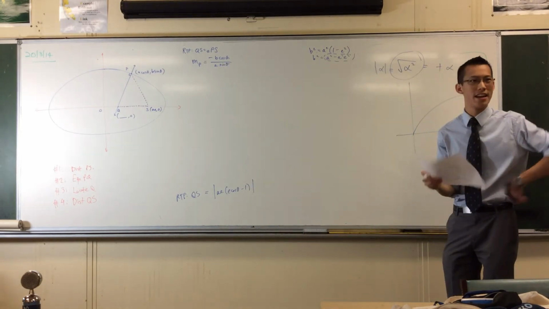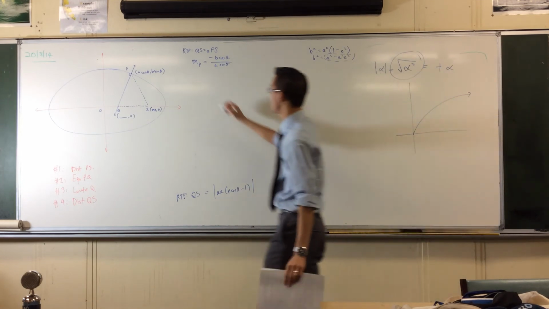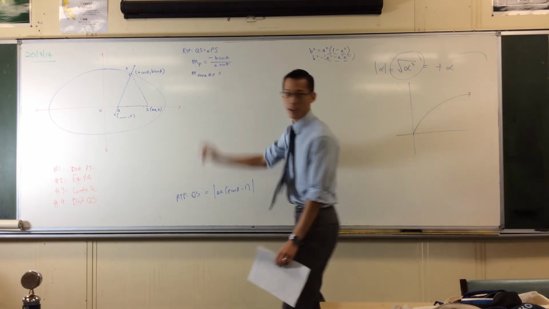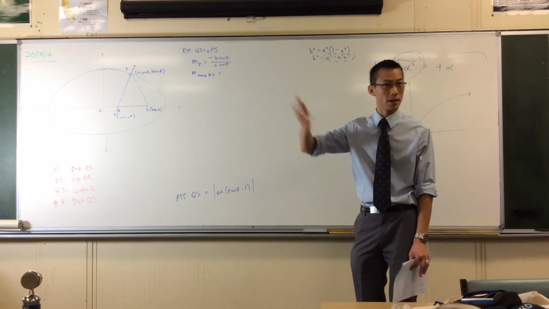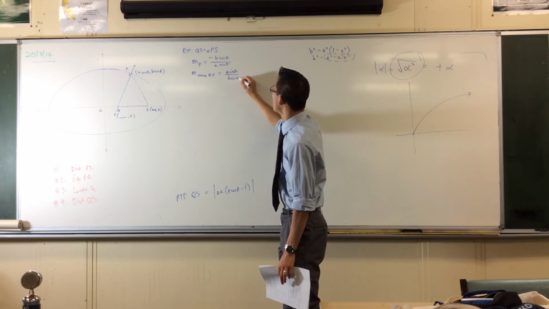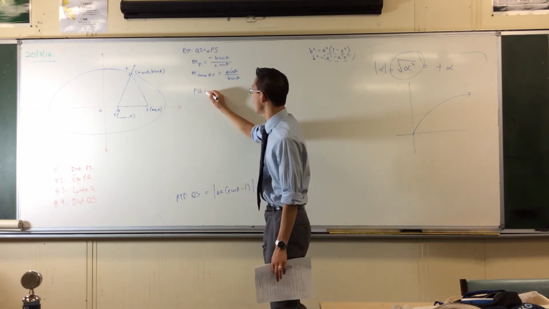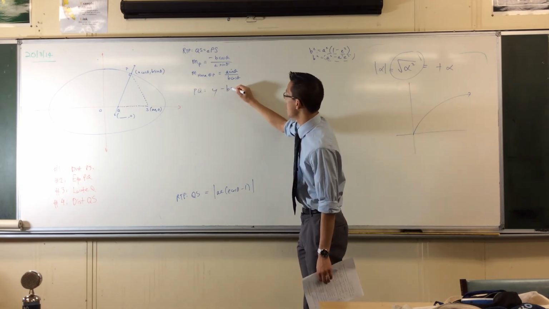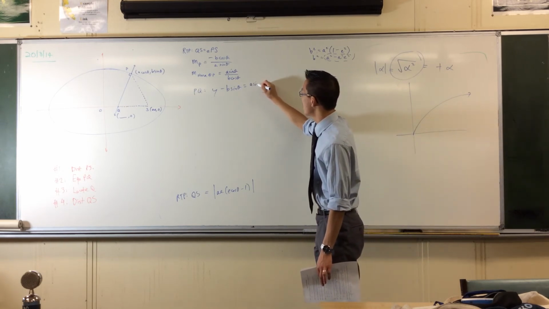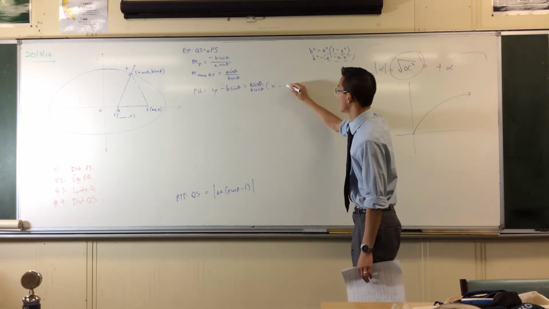Yes? Okay. Now we don't actually want the gradient at P, do we? We want the gradient perpendicular to P. So we want the gradient of the normal at P, which is just a matter of flipping it and getting rid of the minus sign, like so. Now surely I can work out PQ. I know the point that it goes through, so there's y minus y1 equals m, this, times x minus x1.